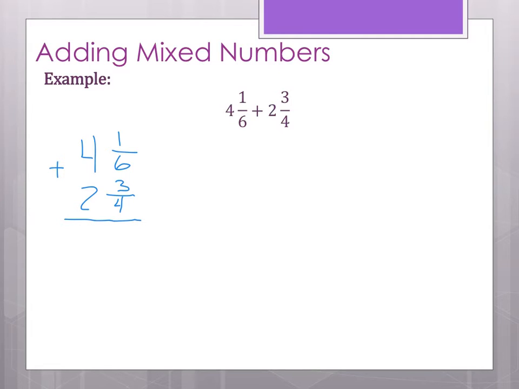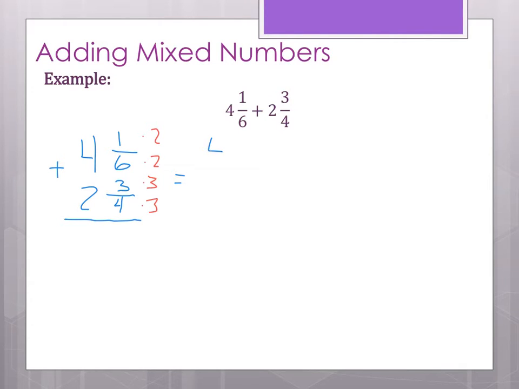Now, what we need to do here is find a common denominator, because we are adding fractions. Adding and subtracting, we'll always have to find a common denominator first. So the common denominator between 6 and 4, the least common denominator will be 12. That means I have to multiply the 1/6 by 2 to get 12, and the 3/4 by 3 to get 12. Okay, and I'm going to go ahead and rewrite the whole problem.